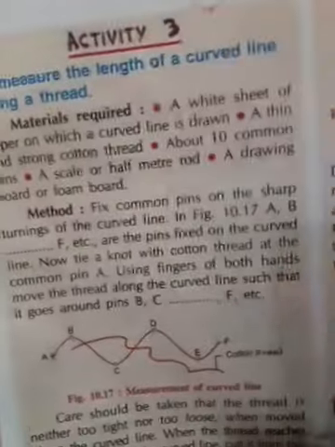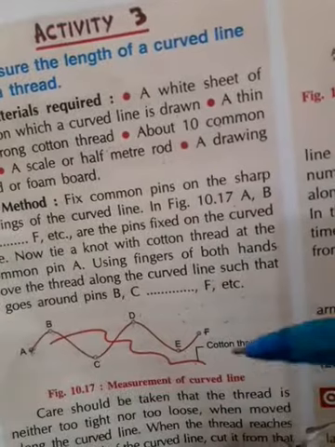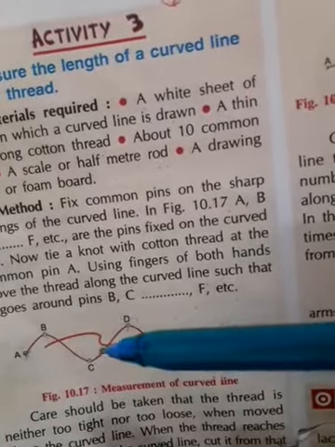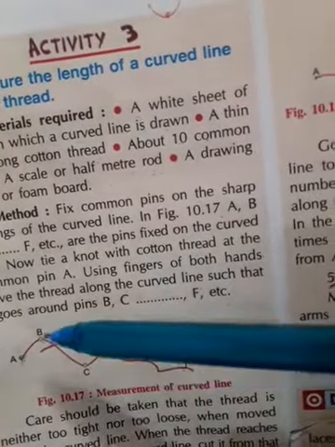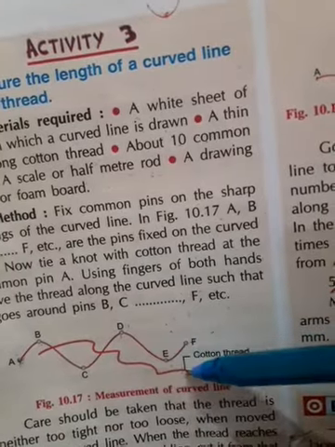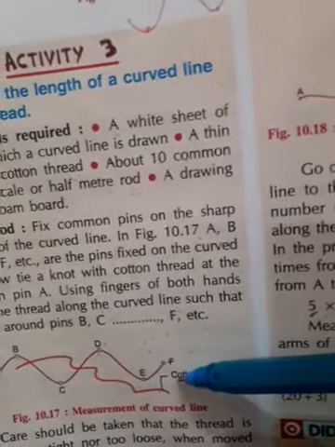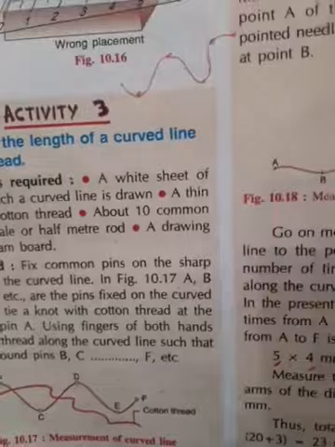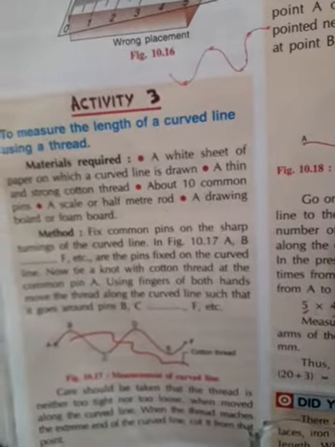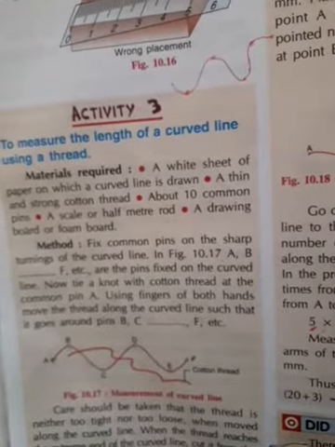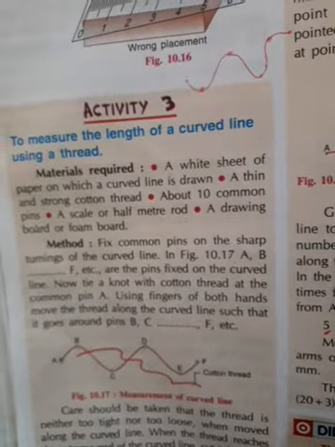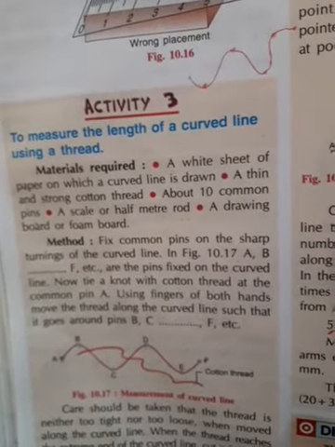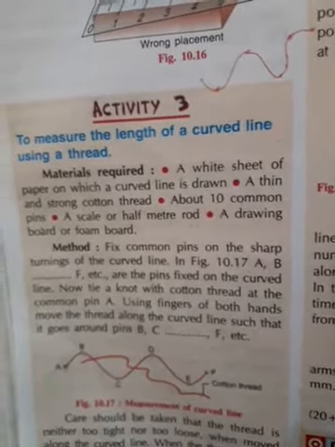So you can take the measurement A to B, B to C, C to D, D to E, E to F. When you take the measurement, you can see that the length of the thread is equal to the length of the curved line.